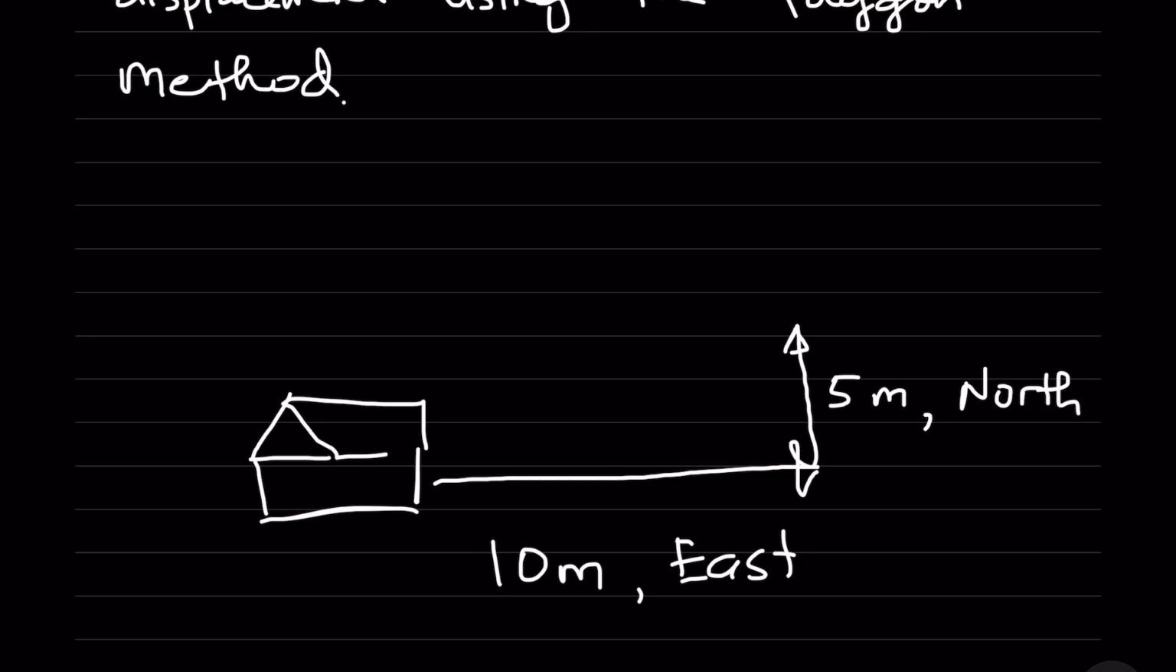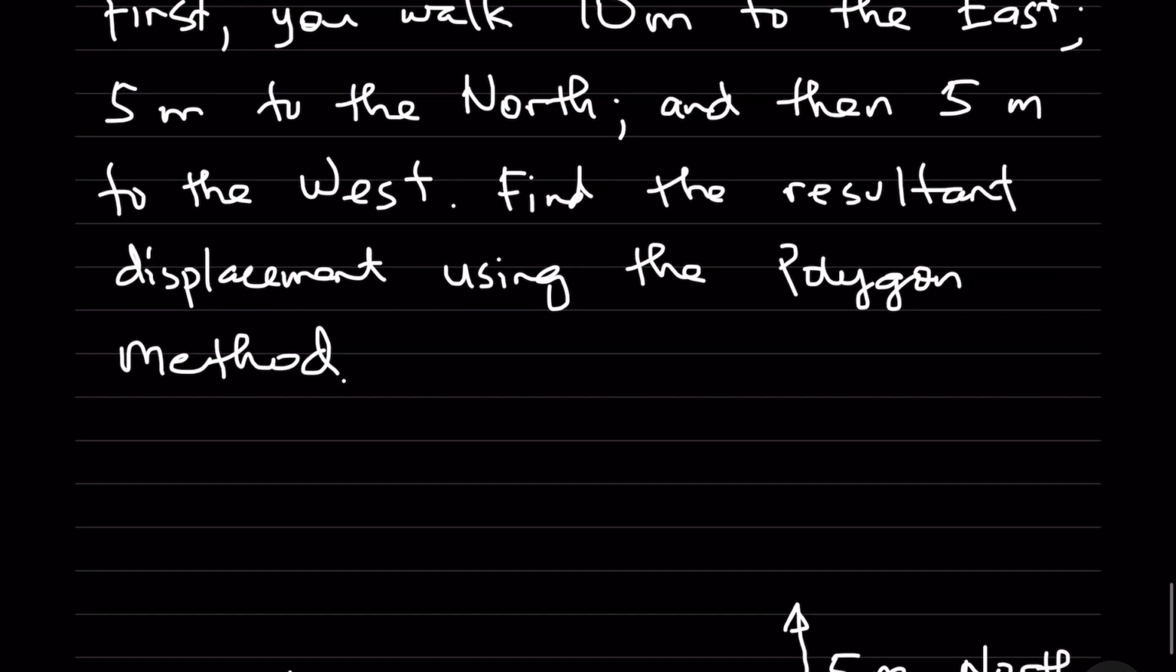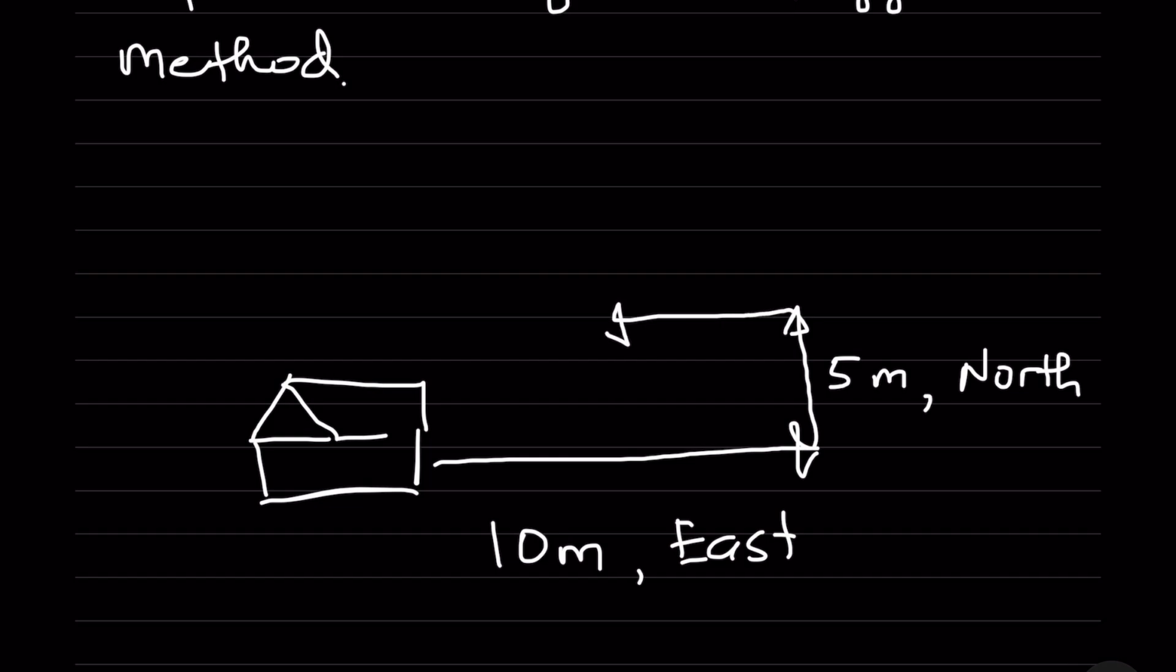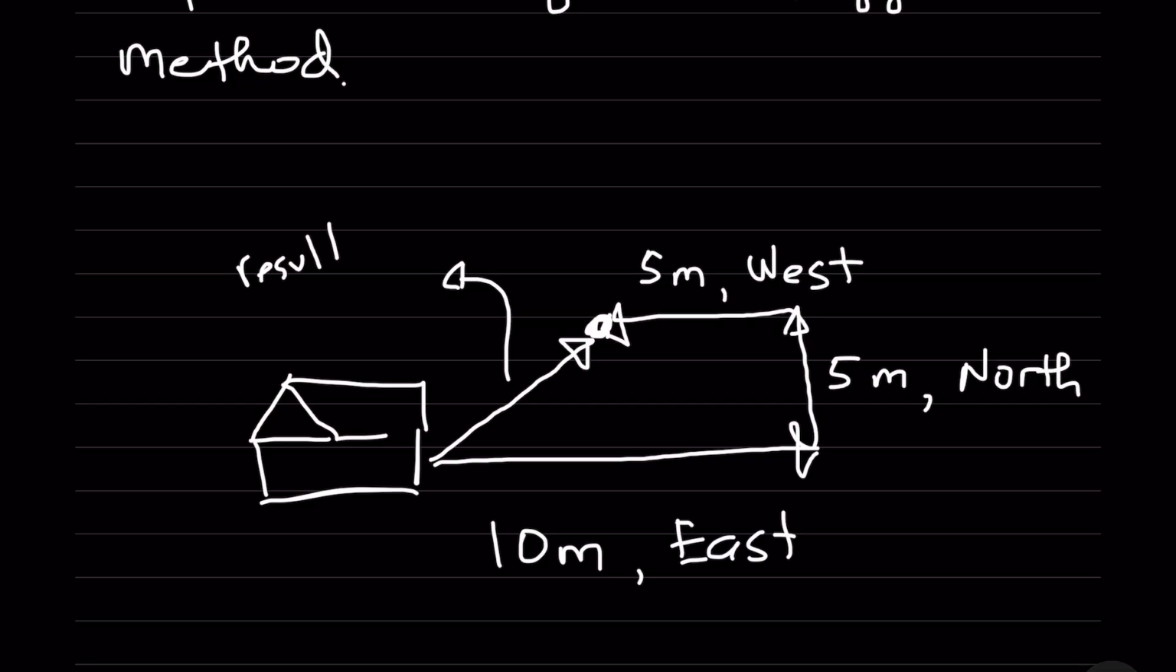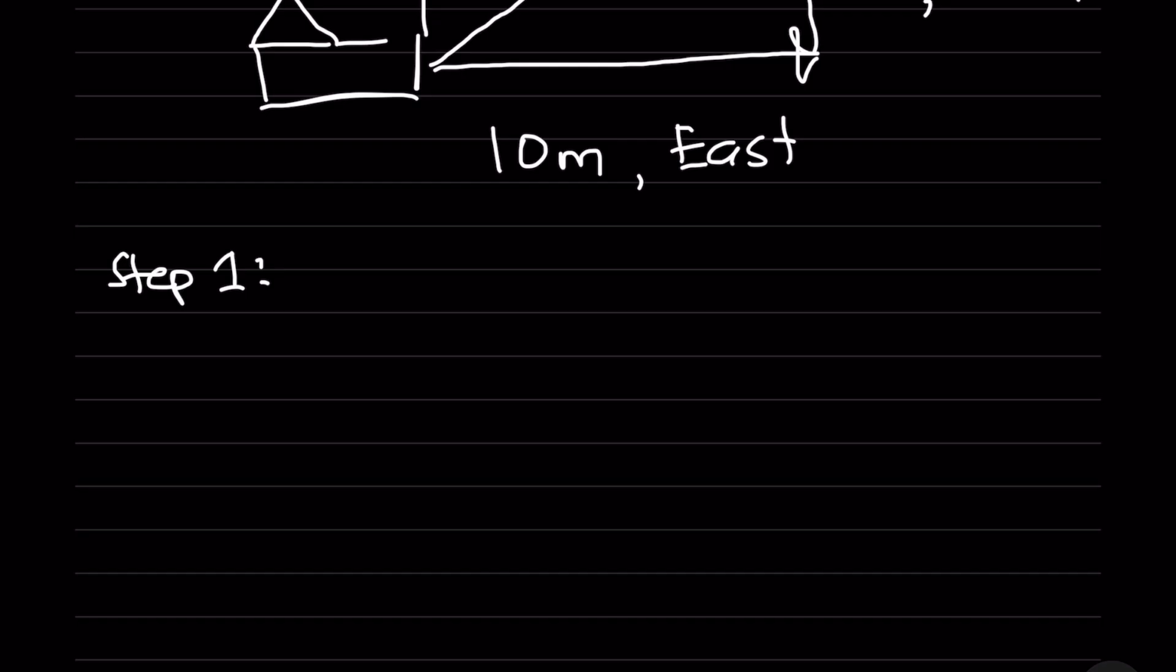So take note that the length of the arrow for 5 meters is half of that for 10 meters. And finally, you walk 5 meters to the west. Again, it is important that you take note of the length of the arrows as well as their direction. So we construct the resultant displacement by connecting the initial position and the final position. As you have noticed, we have actually constructed a polygon. That is why this is called the polygon method.